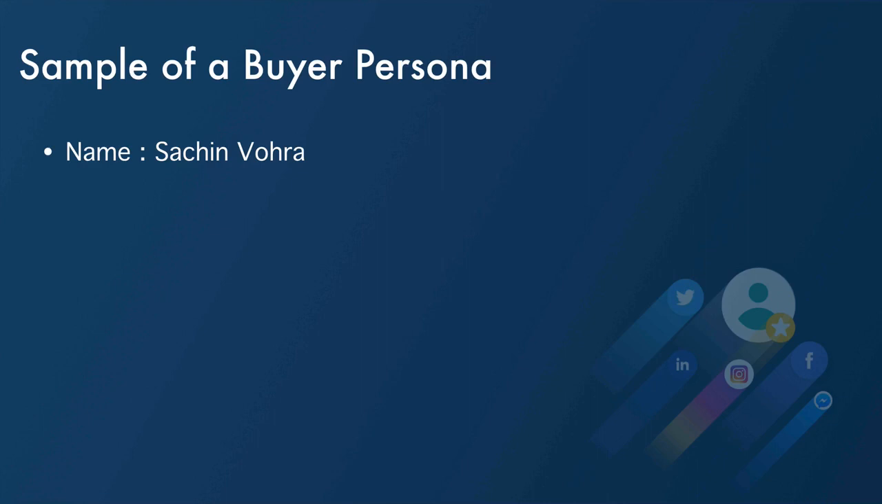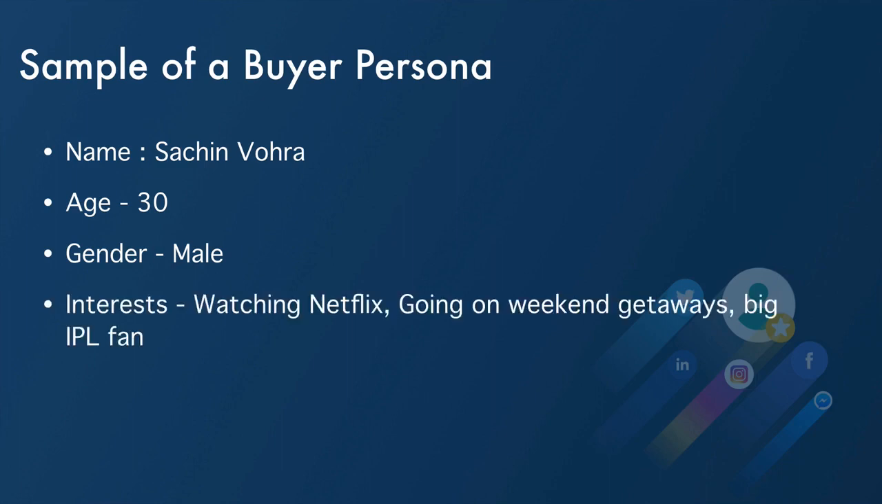So I'm giving him a name. Name is Sachin Vora. He's about 30 years old. He's a male, of course. And from this information alone, we know that he possibly might be working for quite some time, and there is a possibility that he is married also. And if these are the cases, what might be the motivation for him to buy our product? Let's go further down and find out more information.